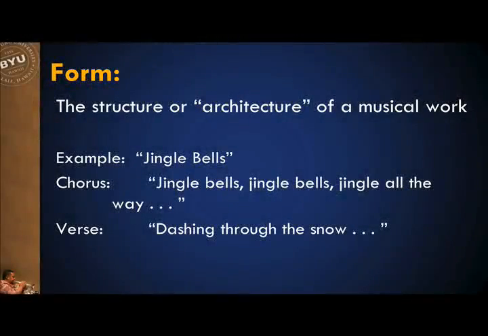Now, the idea of form is the structure, or I like to call it the architecture, of a musical work. An example that's very familiar to many people across the world is Jingle Bells. We have a section of that song, part of the form, that's known as the chorus. That's the melody and the harmony that goes with jingle bells, jingle all the way. Then there's another section that we call the verse, and I think most people are familiar with this: dashing through the snow in a one-horse open sleigh.